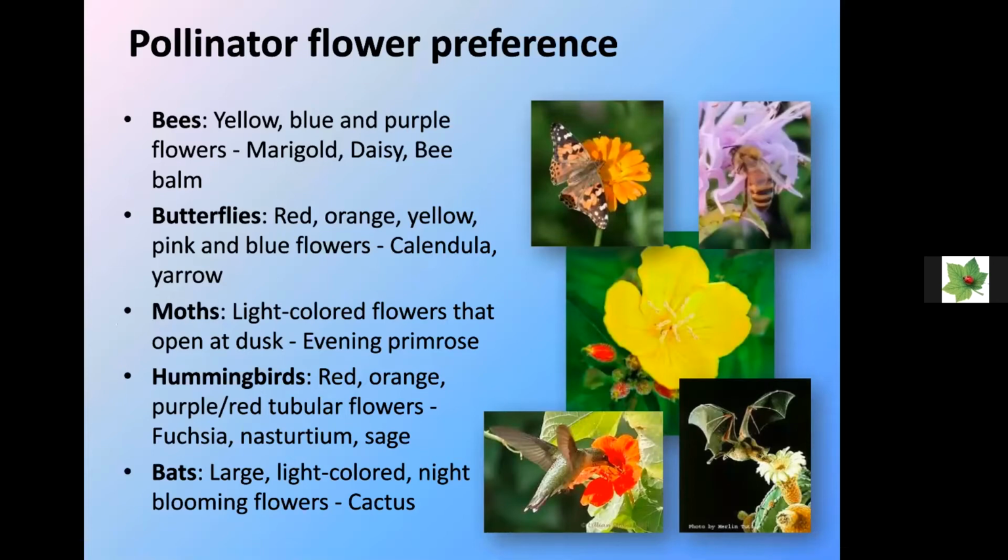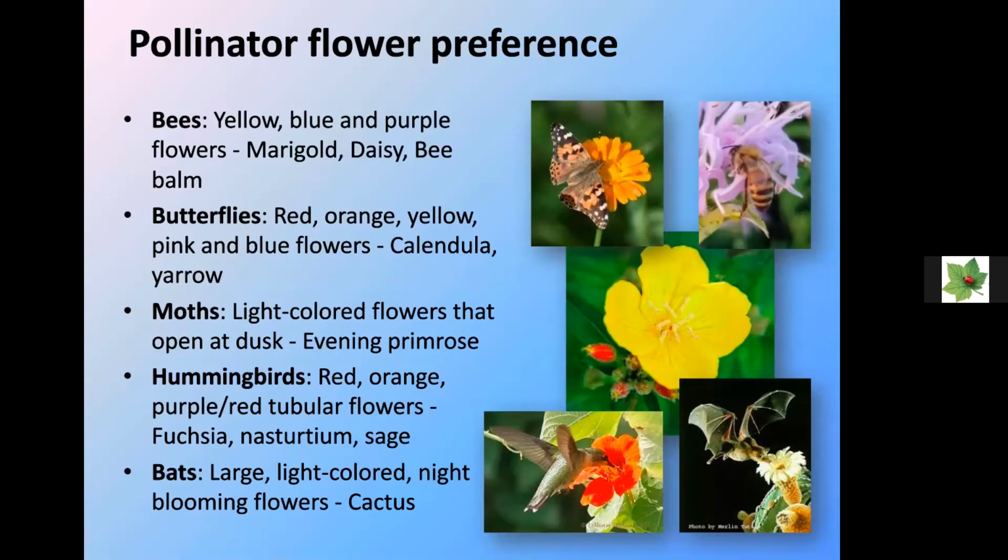So I mentioned a little bit about some of the flower color preferences, and just to go into a little bit more detail, many of the bees like some of the cooler colors of flowers, except for the yellow. But the blues and the purples are some of their main favorites.